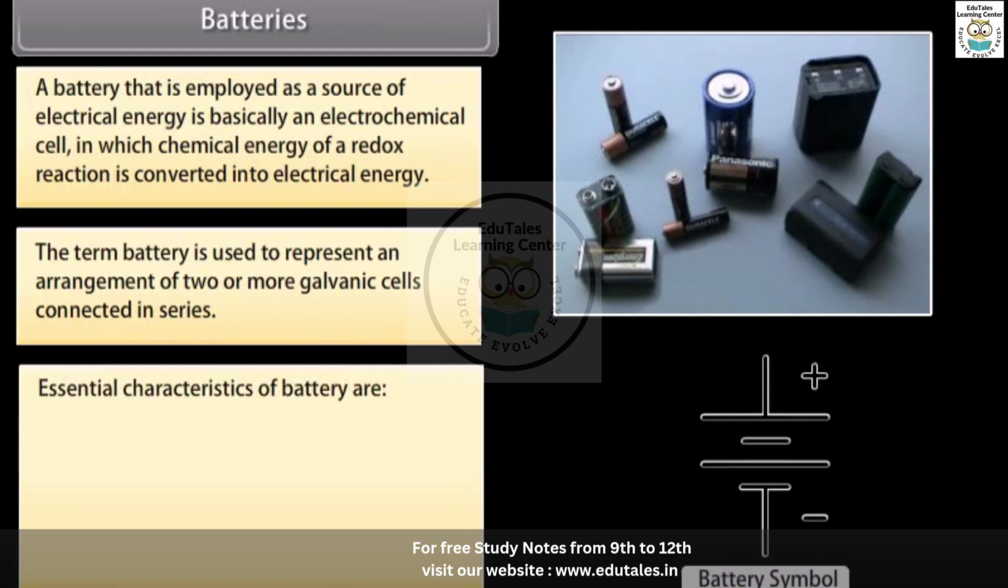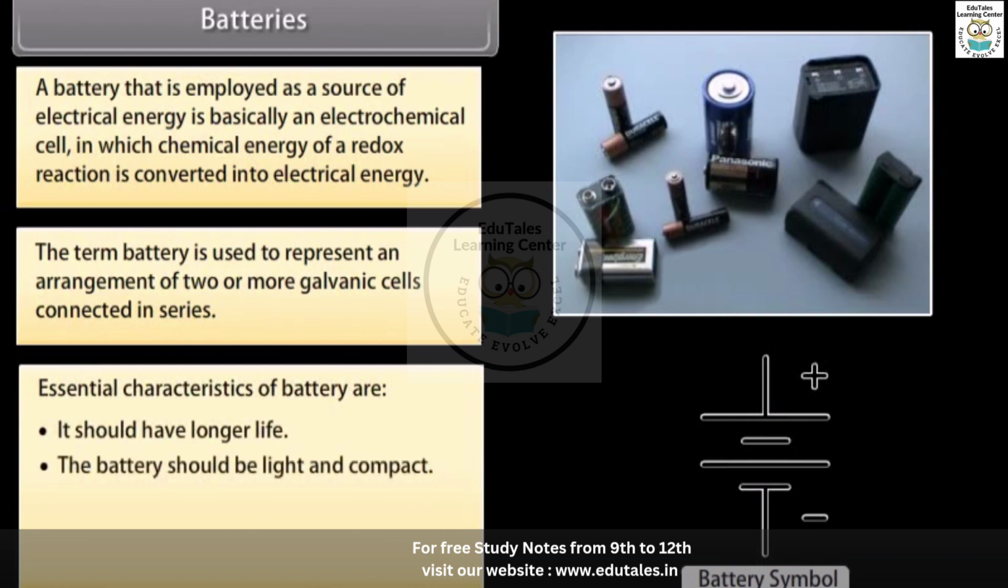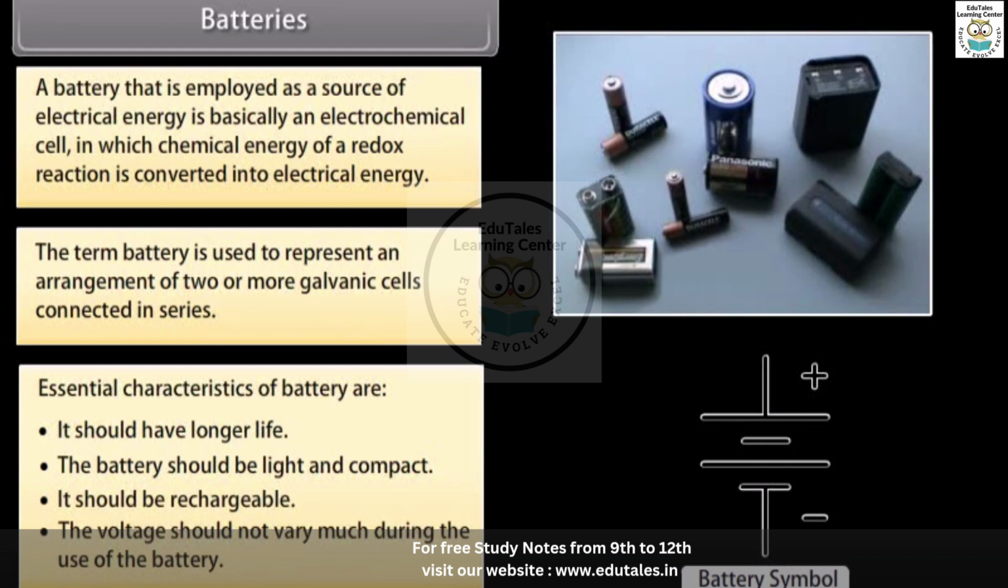Essential characteristics of battery are: it should have longer life, the battery should be light and compact, it should be rechargeable, and the voltage should not vary much during the use of the battery.